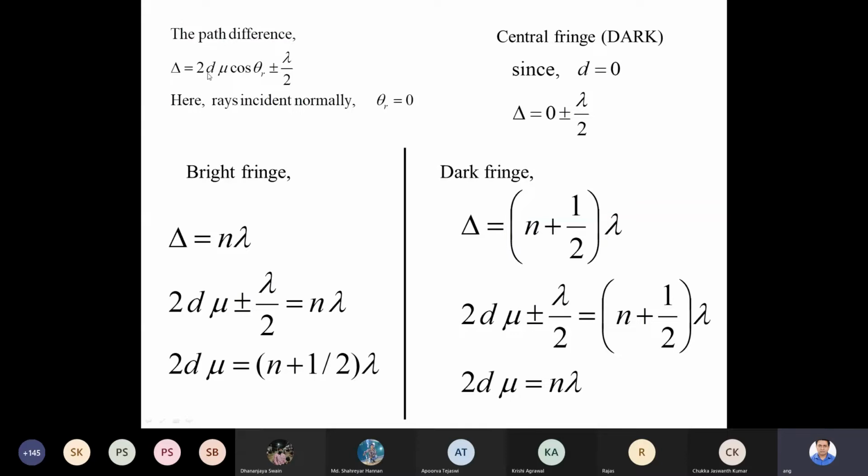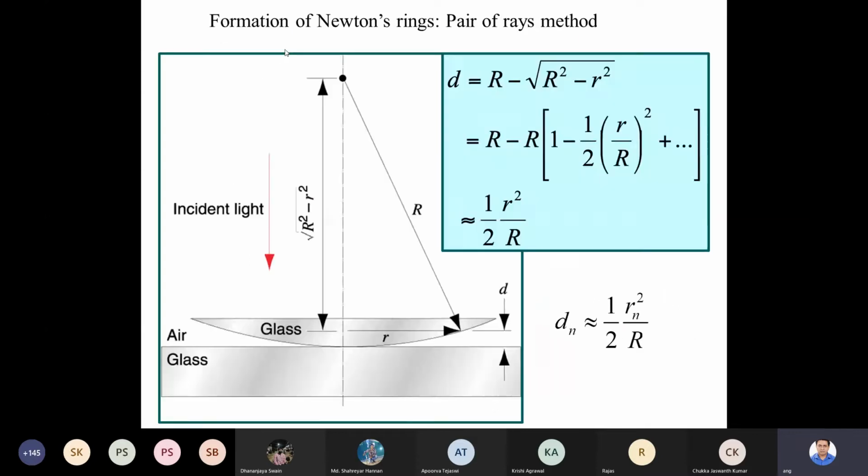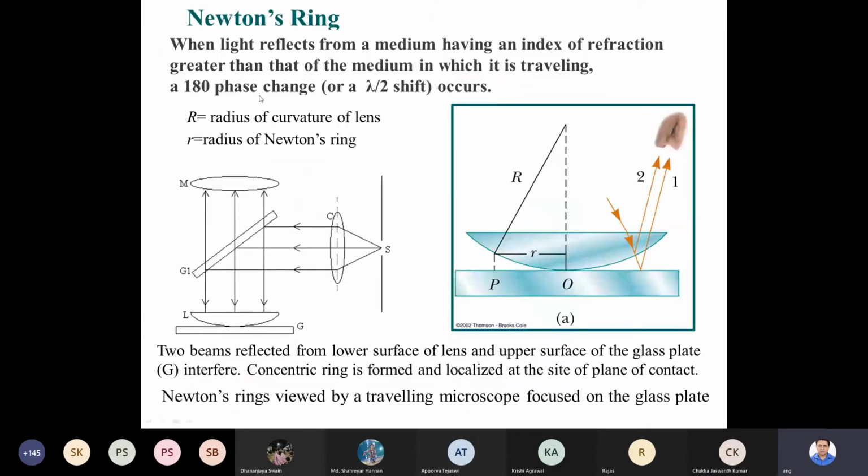So you have 2d mu cos theta r plus minus lambda by 2. This plus minus lambda by 2 is coming because of the phase change, 180 degree phase change.